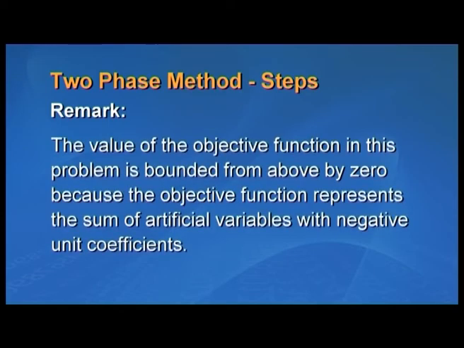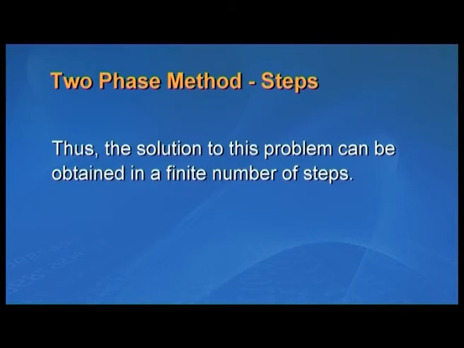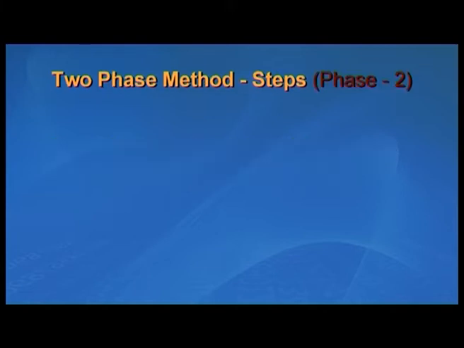The value of the objective function in this problem is bounded from above by 0 because the objective function represents the sum of artificial variables with negative unit coefficients. Thus, the solution to this problem can be obtained in a finite number of steps. Phase 2.